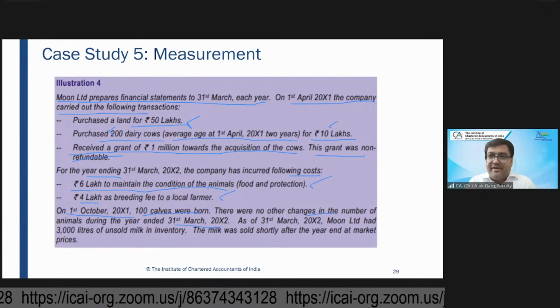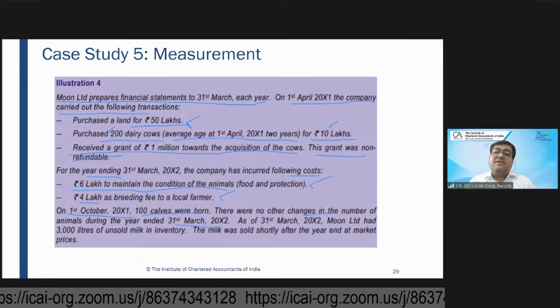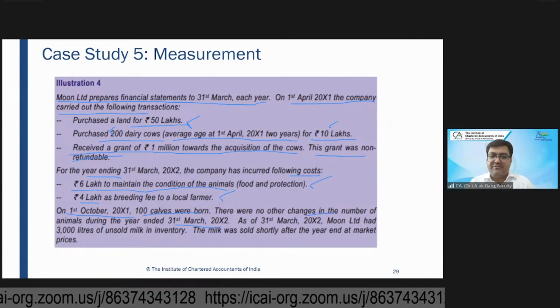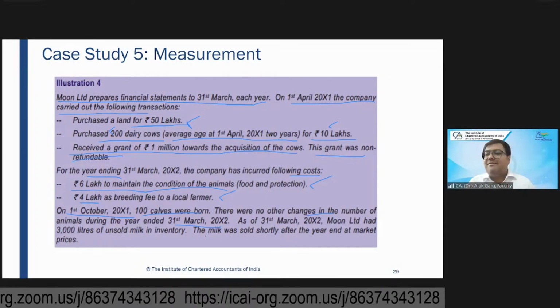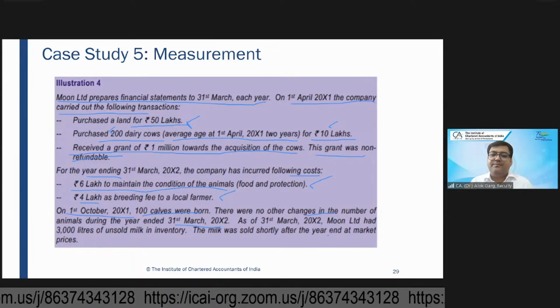So there are 200 cows which were purchased on 1st April 20x1, and there were 100 calves which were born on 1st October 20x1, right? Otherwise, there were no other animals. There are total 300 animals on 31st March 20x2.